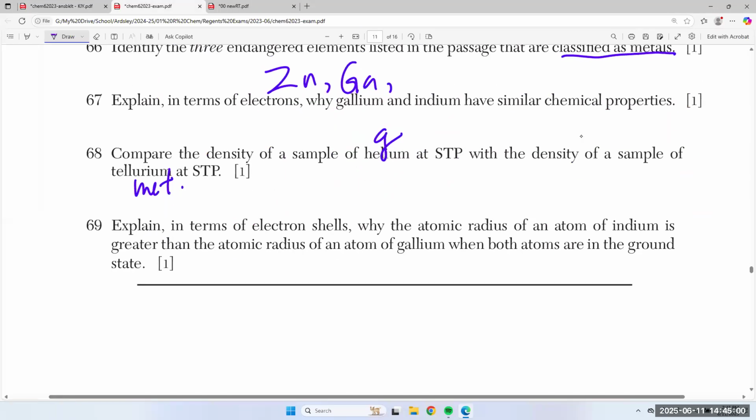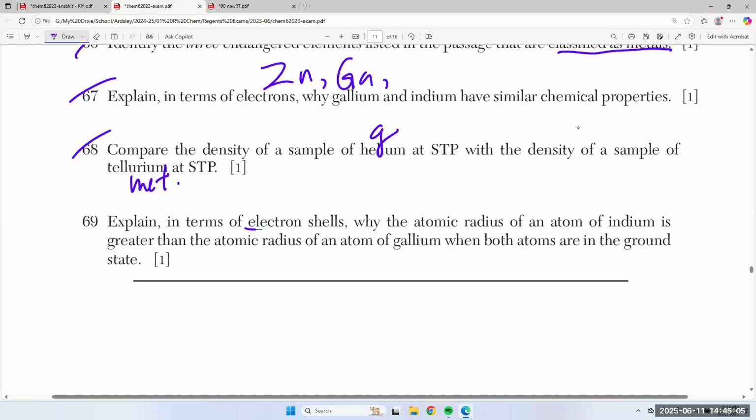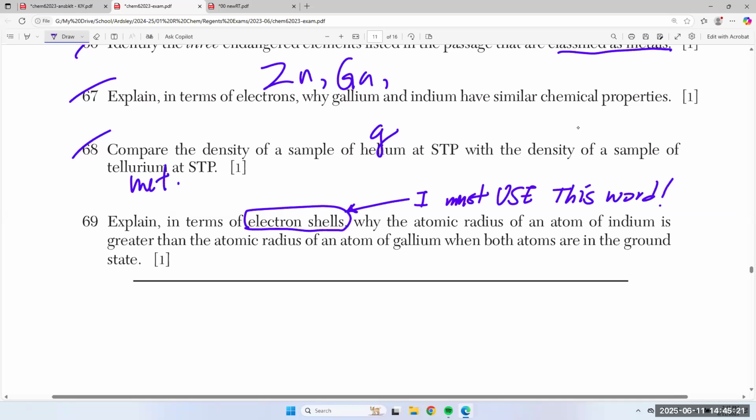Explain in terms of what? In terms of electron shells. I'm going to put a box around it, because what does that mean? When they say in terms of electron shells, put a box. I must use this word. Explain why the atomic radius of an atom of indium is greater than the atomic radius of an atom of gallium when both atoms are in the ground state. All right, let's quickly take a look. Indium versus gallium. Ground state.